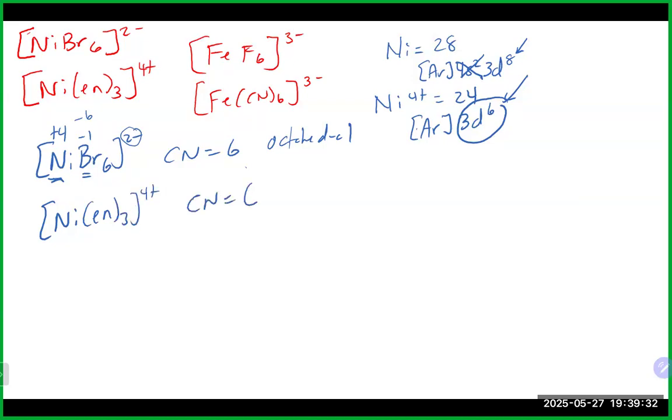Coordination number here is 6 because en, as we talked about, is a bidentate ligand, right? So you get a 2-for-1 on that deal. That also means that this should be our octahedral splitting, just like we had before. En is 0. This will also be a +4 charge in this case. That also means that the nickel in this example will have the same 6 electrons that it needs to distribute.